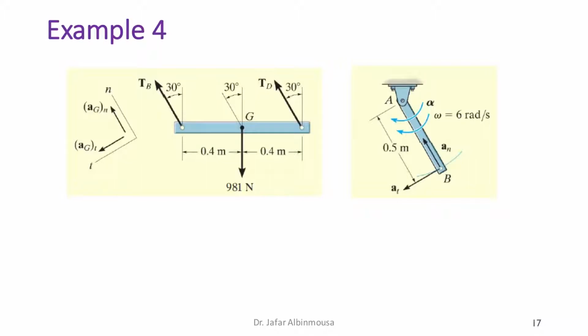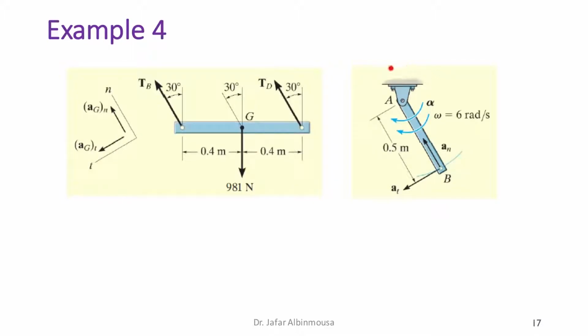So let's start by showing the free body diagram for both the beam and the rod. The beam has a mass of 100 kilogram multiplied by the gravitational acceleration, which gives 981 Newton acting downward. The two rods will act as two forces. We will call one TD and the other one TB. And since this is rotating, we will have a normal tangential coordinate.